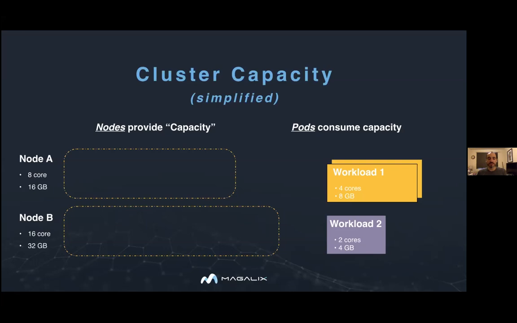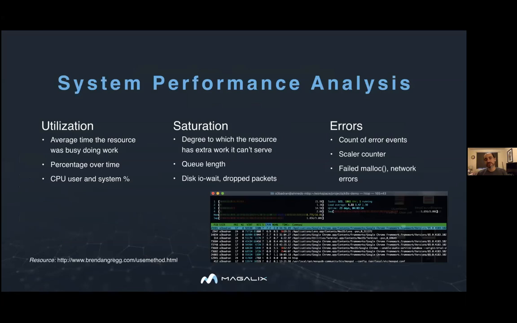So really the problem is, how can I analyze my infrastructure so I can find those opportunities? So let's talk about system performance analysis, and a common method called the USE method. USE stands for utilization, saturation, and errors, and it's a way for you to analyze system performance.